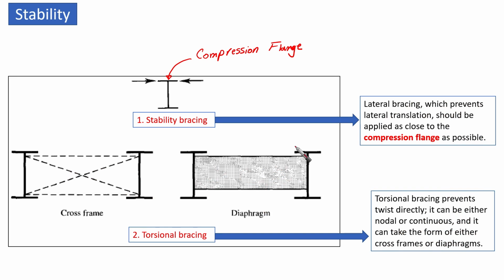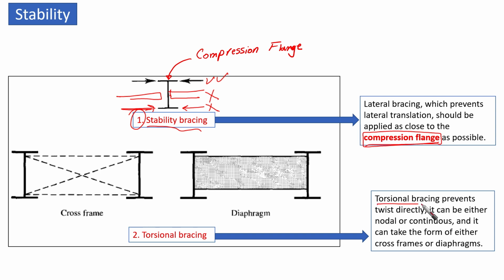And only one hint that is important related to each type of bracing. For stability bracing, lateral bracing, which prevents lateral translation, should be applied as close to the compression flange as possible. In this case, it is not right to put any bracing on the tension flange or in the middle part, for example, of the web. This would not work for us, but stability bracing should always be close to the compression flange.